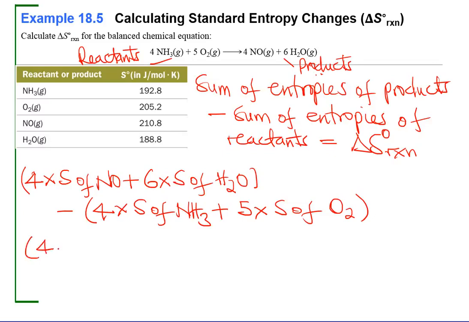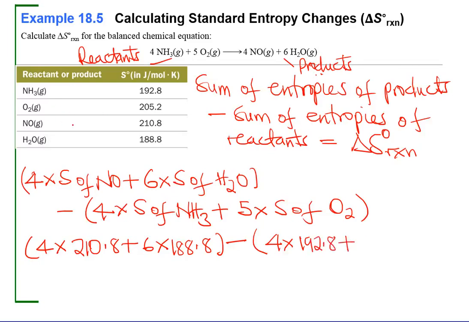Now if you put in numbers, this will be 4 times the entropy of NO here, which is 210.8, plus 6 times the entropy of water here, which is 188.8, minus 4 times the entropy of ammonia here, 4 times 192.8, plus 5 times the entropy of oxygen, 5 times 205.2.